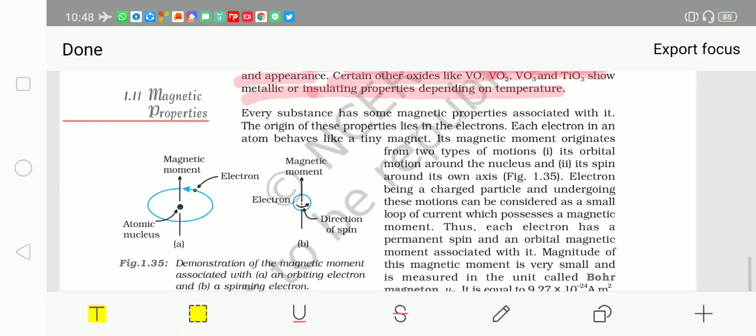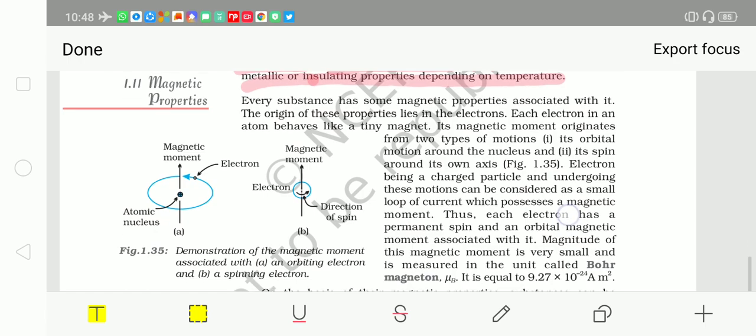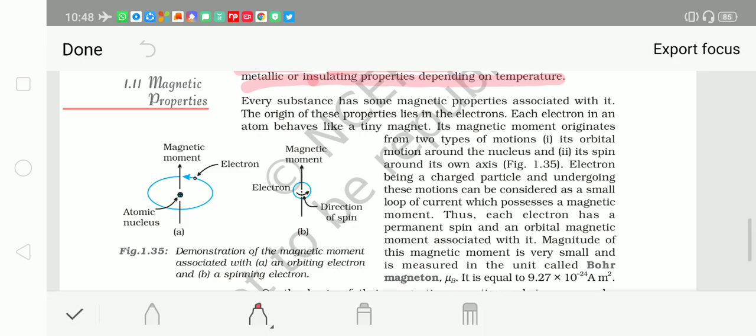It is the last heading of this chapter, magnetic property. So why is this magnetic property there in the solid? It is because of the electrons. Electrons have two kinds of motion. They have orbital motion around the nucleus and spin around their own axis.